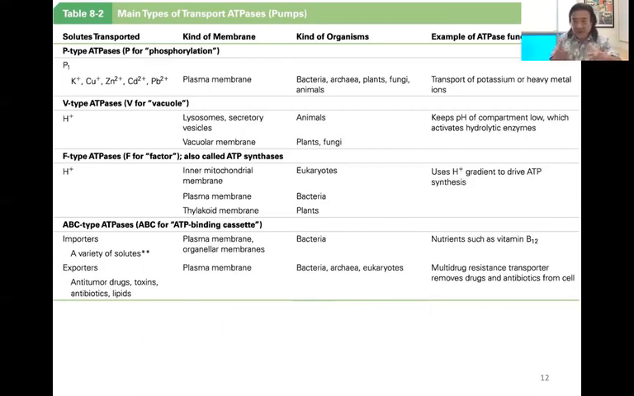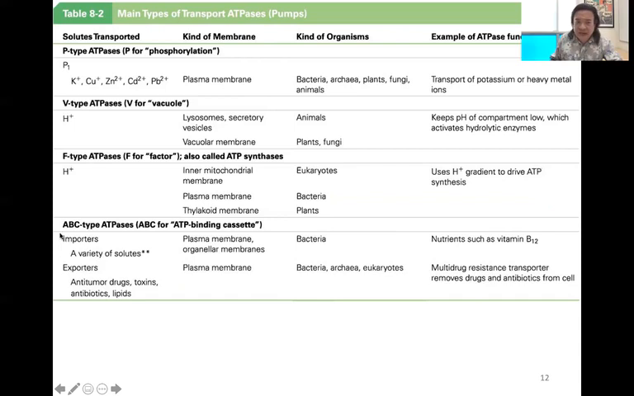And these V-type ATPases take care of that. There are F-type ATPases that are also proton moving transporters, but these are coupled to things such as making more ATP molecules. So we will study those later on when we look at cellular respiration.